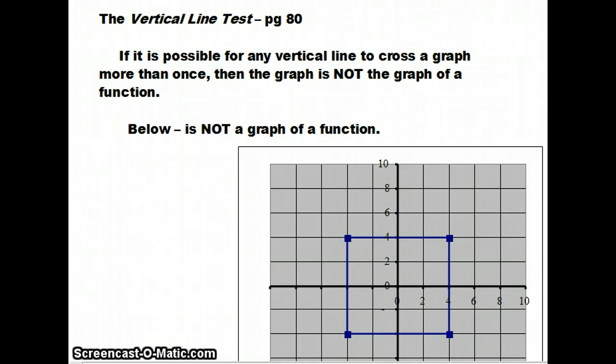The picture that we have graphed here is the picture of a box, the line in blue, and it would not be an example of a function because as we slide our piece of paper across there, it would touch it at 2 places at one time. We would slide it across so that it's parallel to the y-axis, which is what a vertical line test would be.